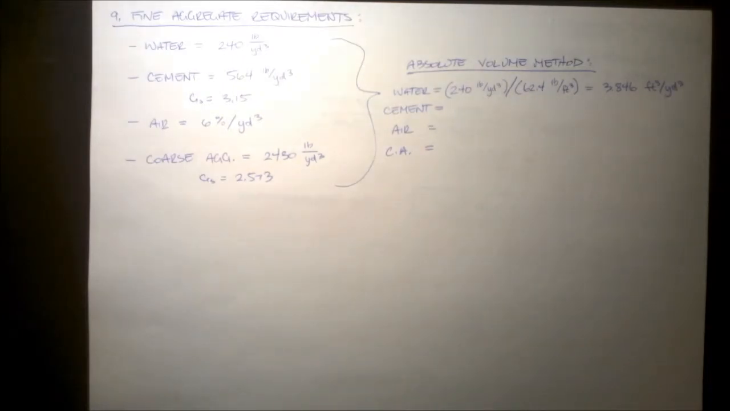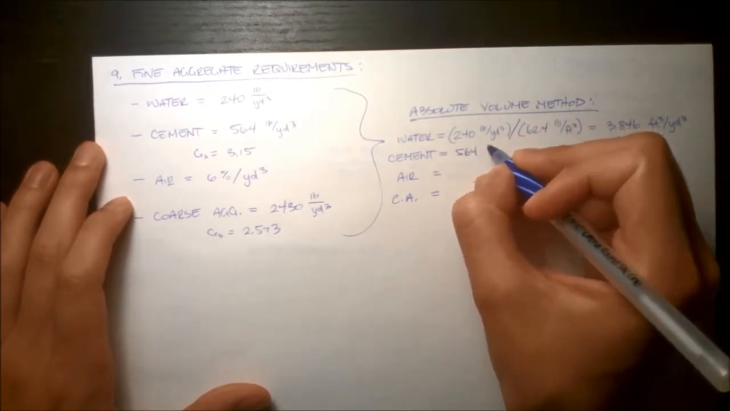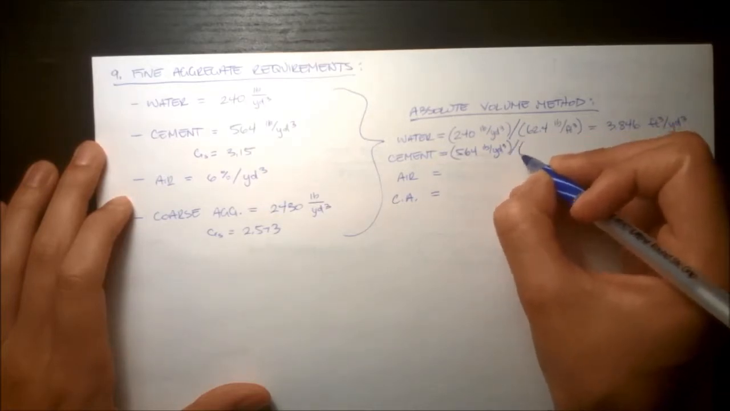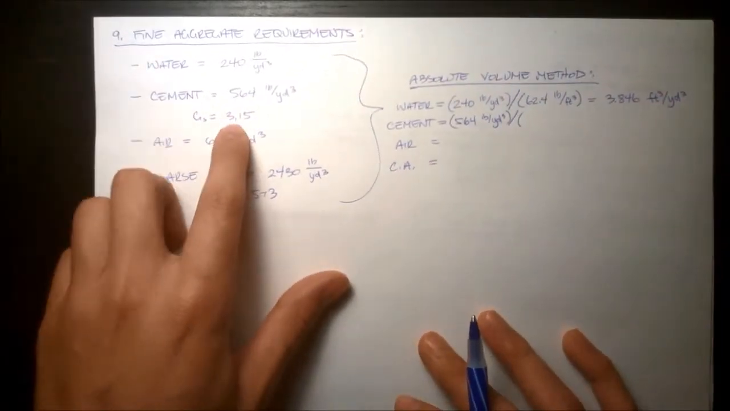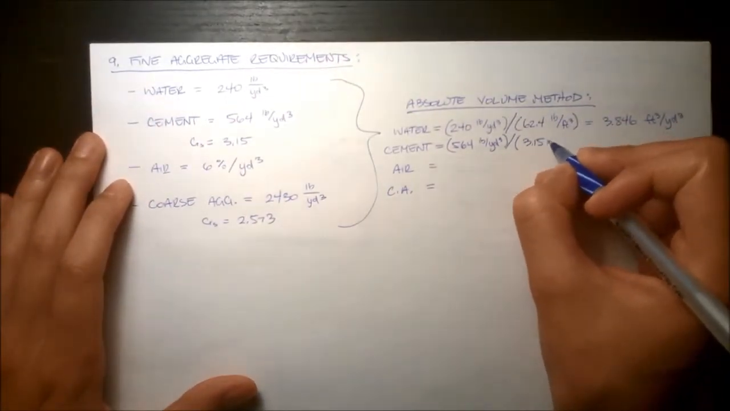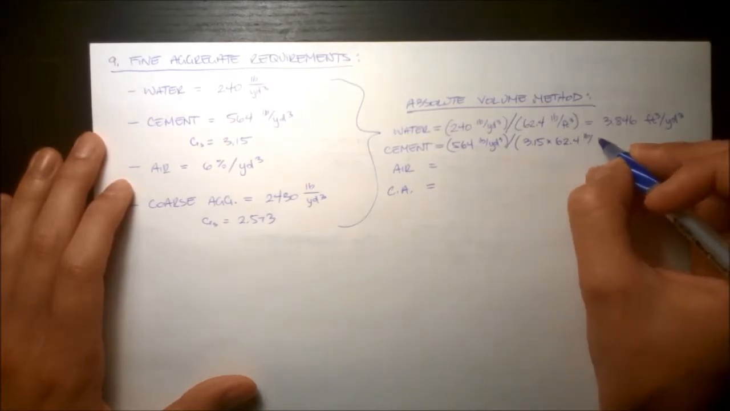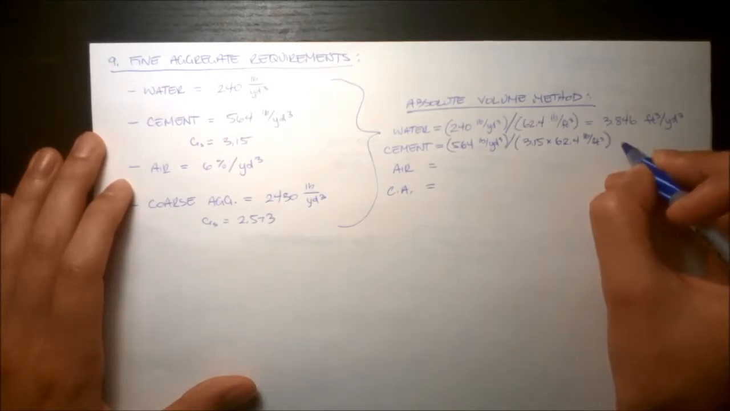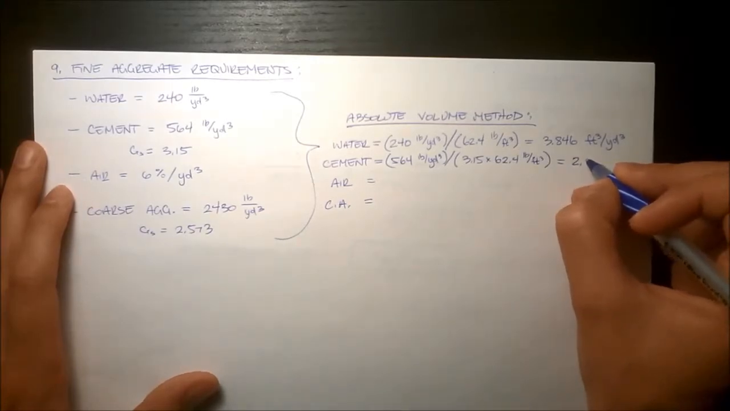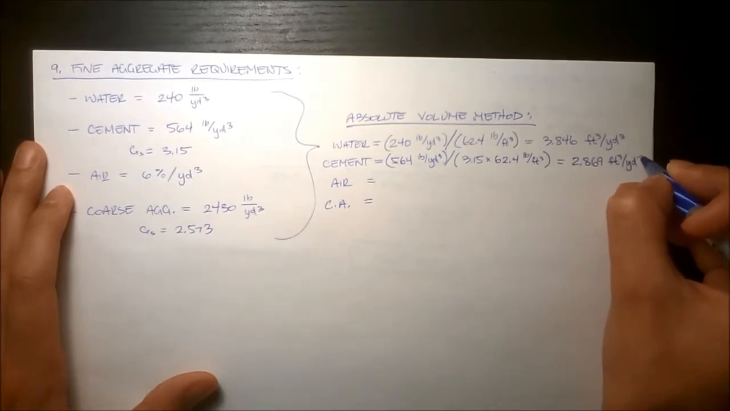So we can do that with the cement as well. For the cement, it's going to be 564 pounds per yard cubed divided by, in this case, we have a specific gravity of 3.15 for the cement. So that's going to be 3.15 times the unit weight of water, which is 62.4 pounds per foot cubed. And that gives us 2.869 feet cubed per yard cubed.